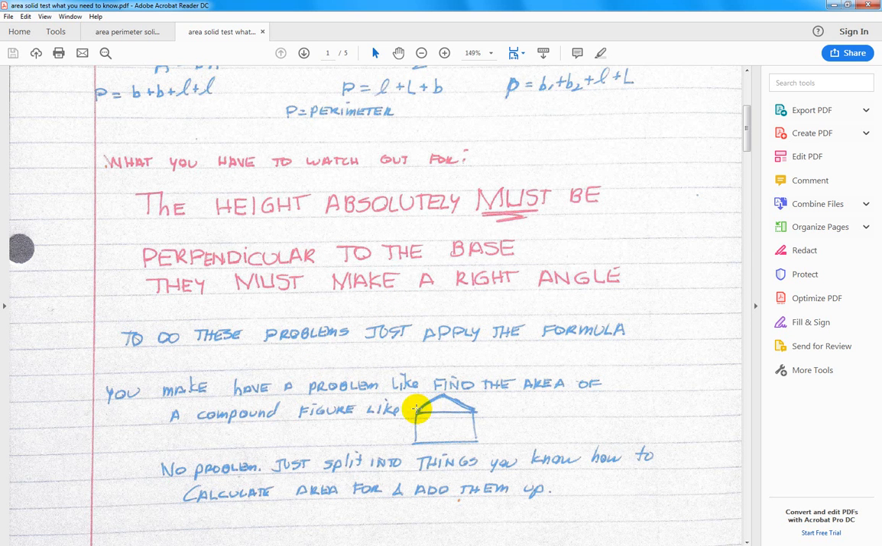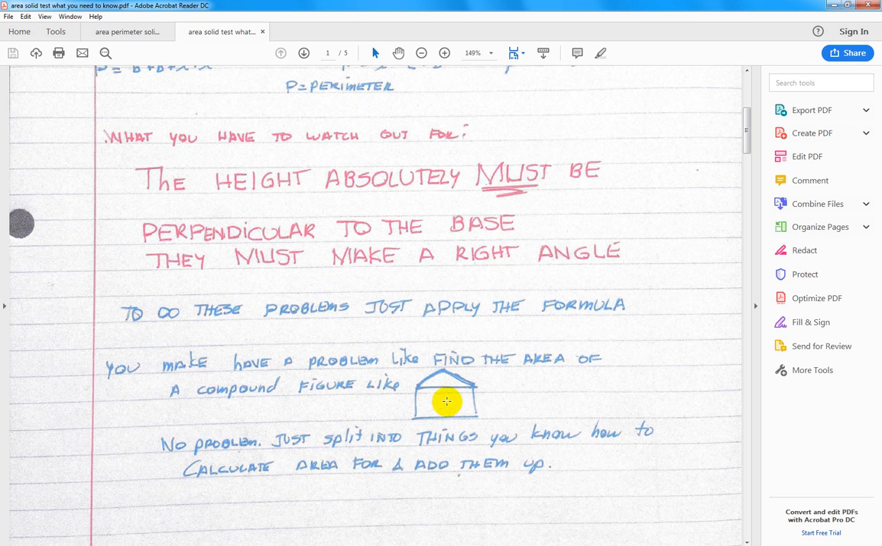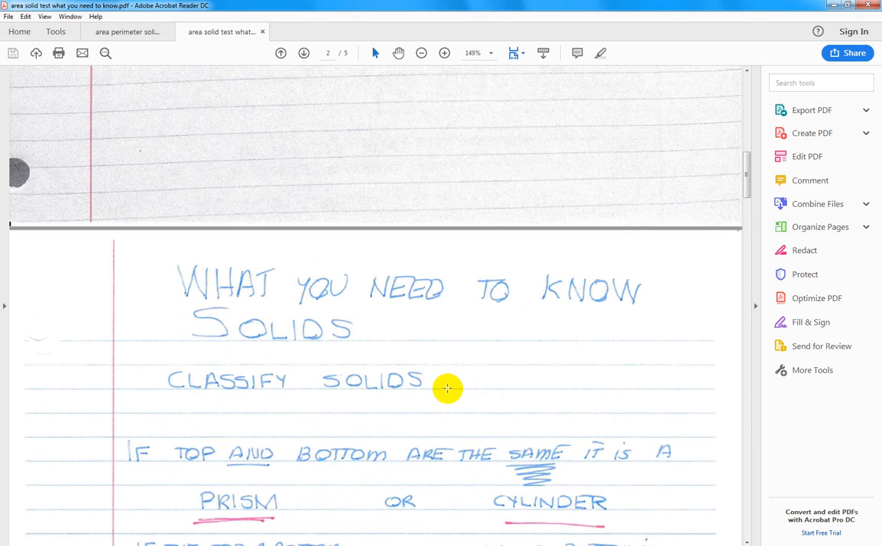If you have a problem like this where you have a box and a triangle, sort of like a house, and you want to find the area, you split the thing up into shapes that you know how to calculate the area for, and you add them up.